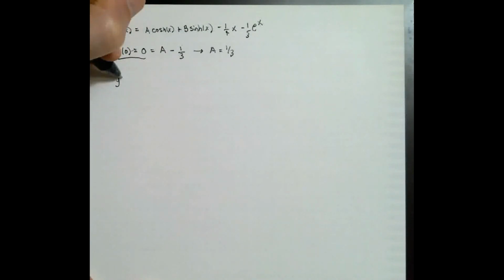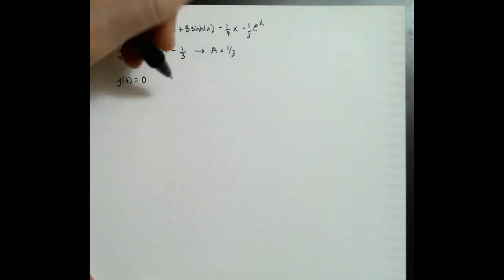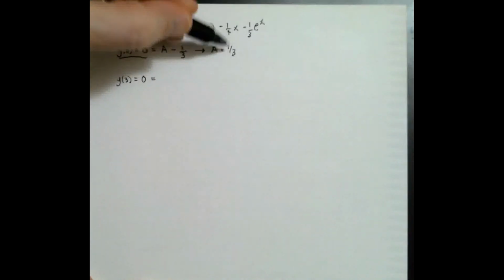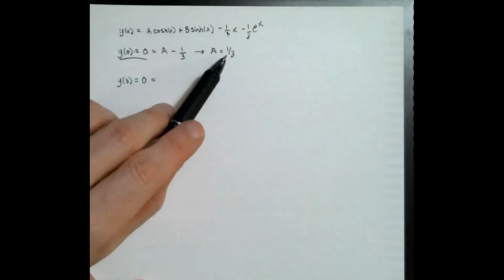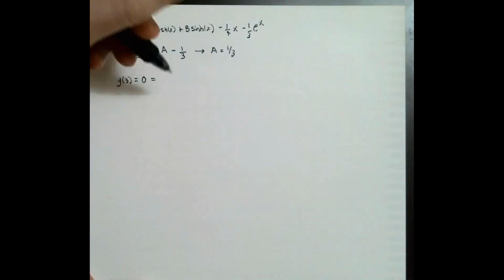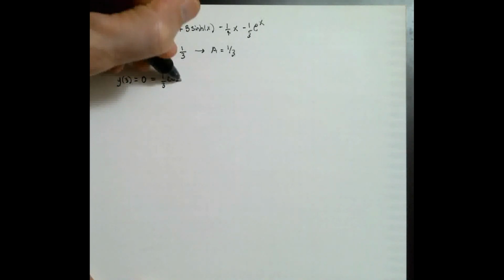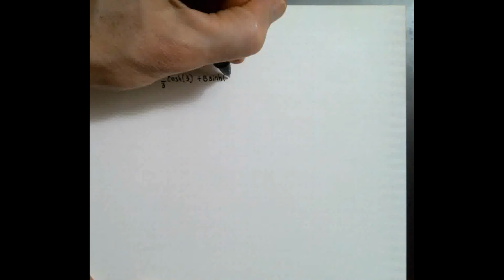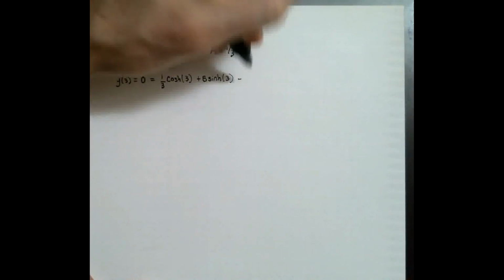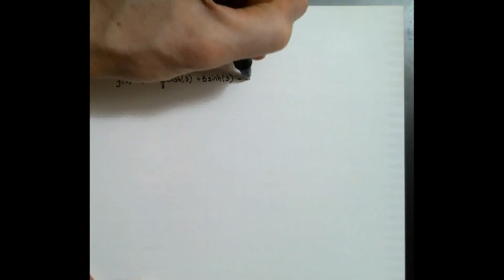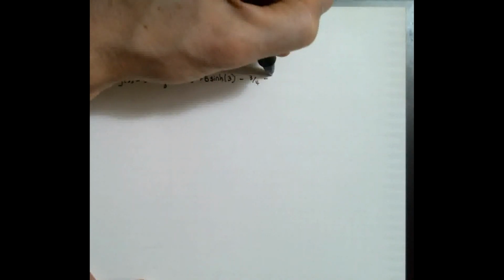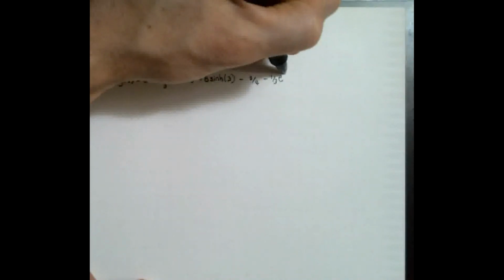Now our next condition is that y of 3, when x is equal to 3, y is equal to 0. So I'm going to be retroactive here, or proactive I should say, and put that 1/3 into that cosh because we've already discovered what that is. But we have 1/3 cosh evaluated at 3 plus b, which is the last unknown we got to discover, sinh of 3, minus 1/4 times 3, so minus 3/4, and then minus 1/3 e cubed.